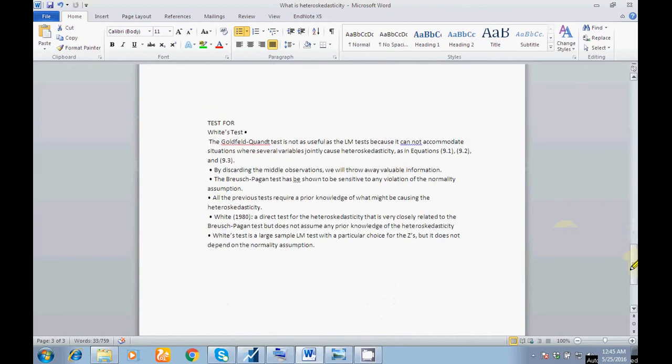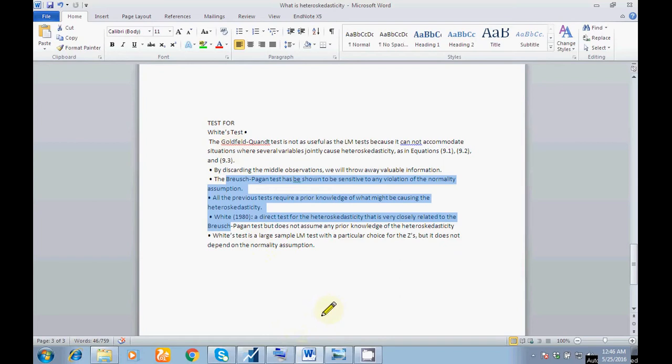And after this, how can we test? We have different tests like the White test, Breusch-Pagan test and Goldfeld-Quandt, etc. There are many tests by which we can test heteroskedasticity, but the most famous tests are the White test and the Breusch-Pagan test. All tests are equally efficient, but mostly we use these two tests.